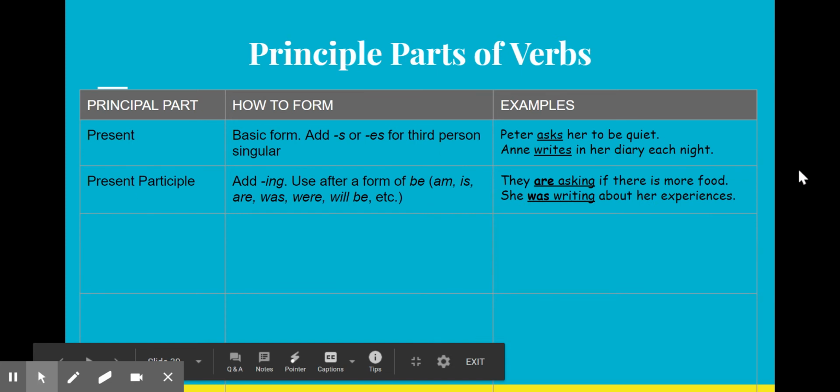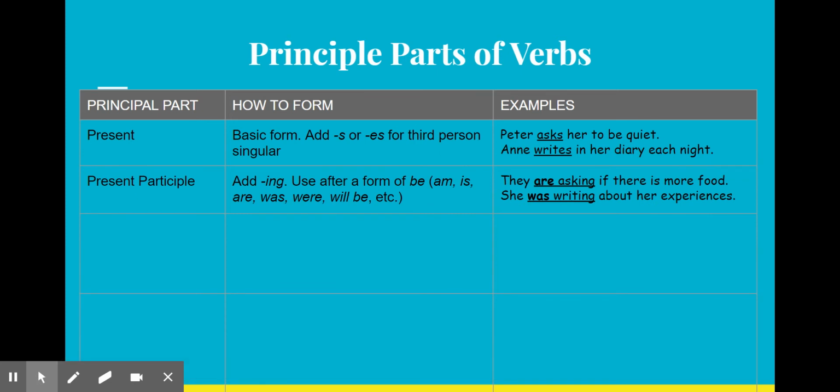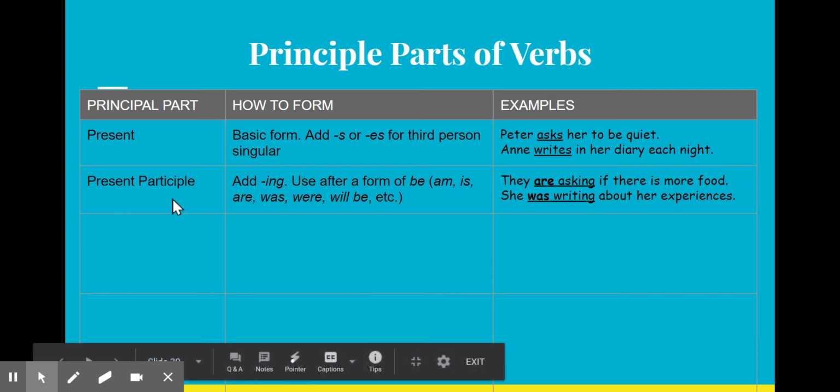There's also a present participle. The present participle is formed when you add the ing and you use it after a form of the verb be to be used as a helper. So that's am, is, are, was, were, will be, things like that. So they are asking if there. She was writing about her experiences. We know as native English speakers that we don't say they asking if there is more food. We know that we have to use that be verb are in there. So present participle is the ing plus the be verb.